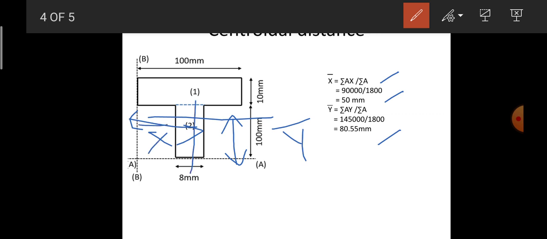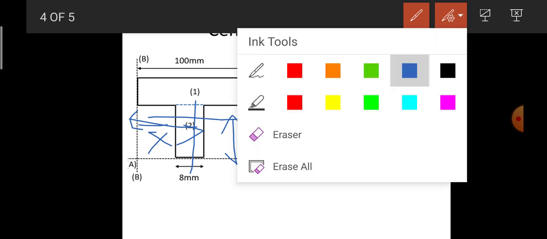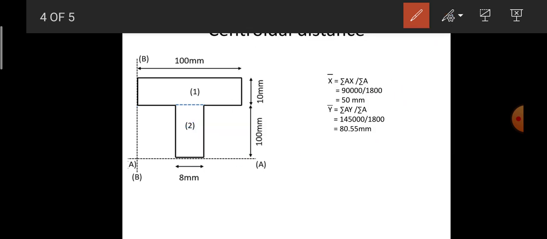So this is all about the calculation of x bar, y bar and the determination of the centroid for the overall structure.